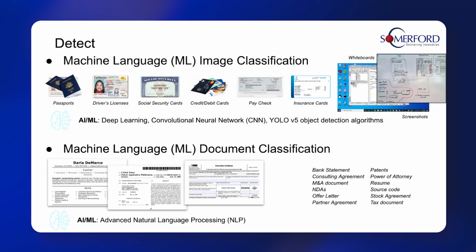And yeah, the document classification that I mentioned. So looking at things like M&A documents, NDAs, agreements, stock agreements, source code as well. So we're not just looking for random bits of data. We're looking at them in the context of the document that contains them.